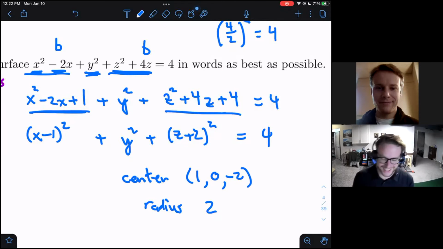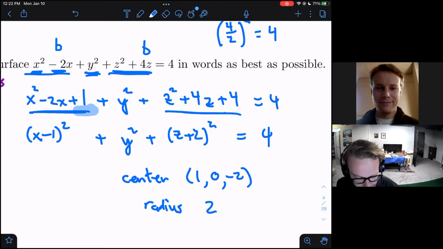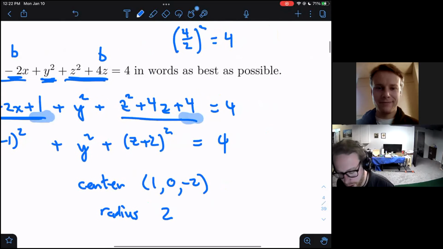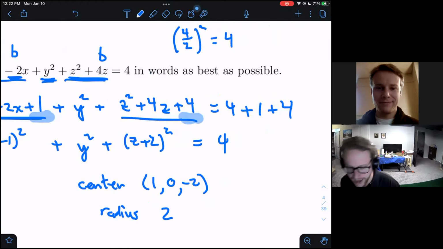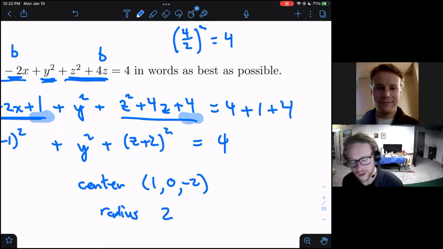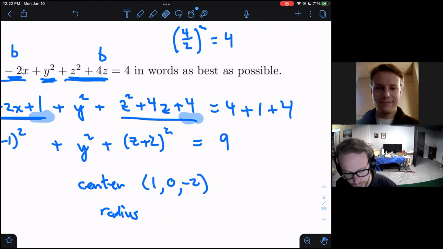I added things, but only to one side of my equation, right? I added a 1 here and I added a 4 here. So in the process of completing the square, I've added things to the left-hand side of my equation. Of course, whenever you do that, you also have to add things onto the right-hand side of the equations. Otherwise, they're no longer equal. So this right here should really be 9. And in which case the radius is 3.